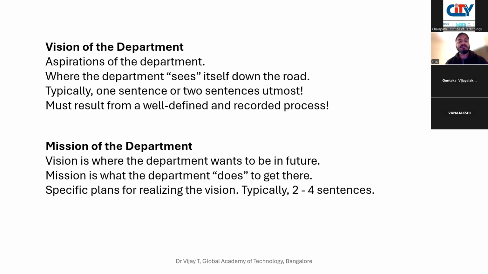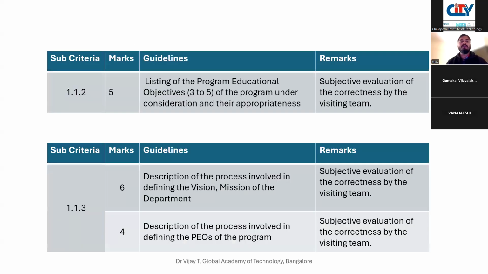Similarly, mission statement. Vision is where the department wants to be in the future. Mission is what the department does to get there. So these are the small steps of how I'm going to achieve it in the long run. So typically there'll be 2 to 4 sentences.